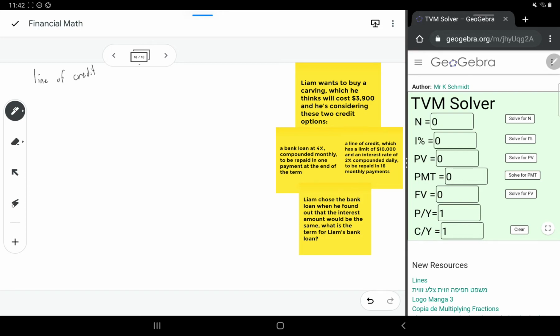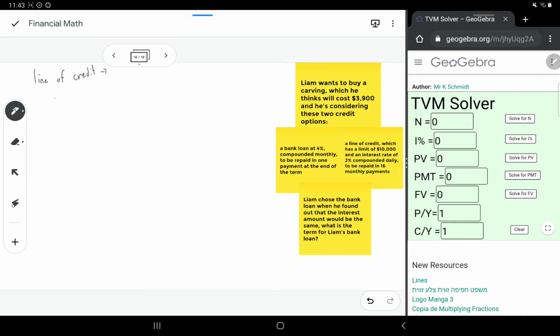Now, a line of credit is kind of like a pre-approved loan that you can draw upon. It's an extended amount of credit from the lender. You have it agreed upon with your bank, and you can borrow that money when you need it. In this case, the limit is $10,000. $3,900 is less than that, so you can use the line of credit here.